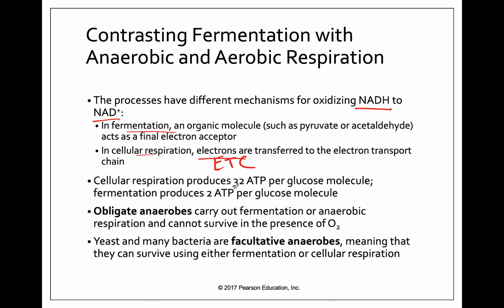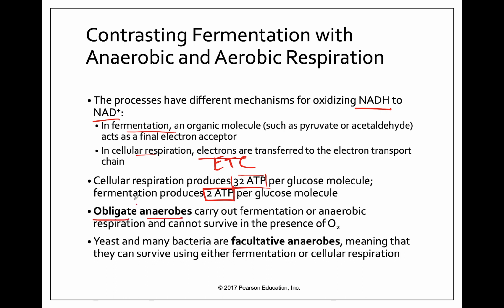So fermentation only produces the 2 ATPs in glycolysis, whereas cellular respiration is going to create 32 ATPs because it can make a lot of NADH and then send those all to the electron transport chain to make a ton of ATP. An obligate anaerobe.